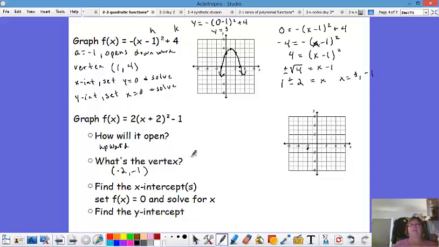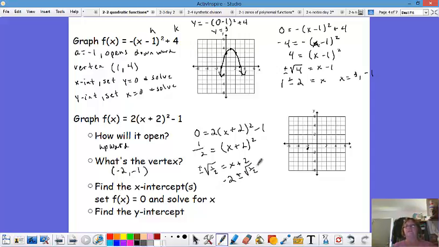The x-intercepts, that means we're going to set the equation equal to 0 and solve, and I'm going to do that here. 0 equals 2 times the quantity x plus 2 squared minus 1. Add 1 to both sides, divide by 2. So I'm kind of putting some steps together there. Adding 1, dividing by 2. So 1/2 will equal the quantity x plus 2 squared. Taking the square root of both sides, so we're talking positive and negative square root of 1/2 equals x plus 2. And subtracting 2 from each side, -2 plus or minus the square root of 1/2.